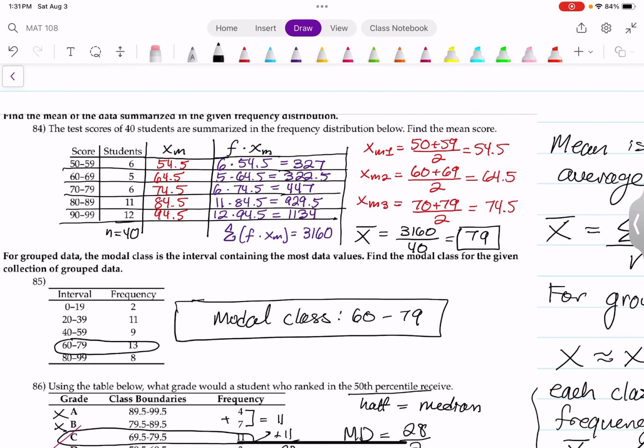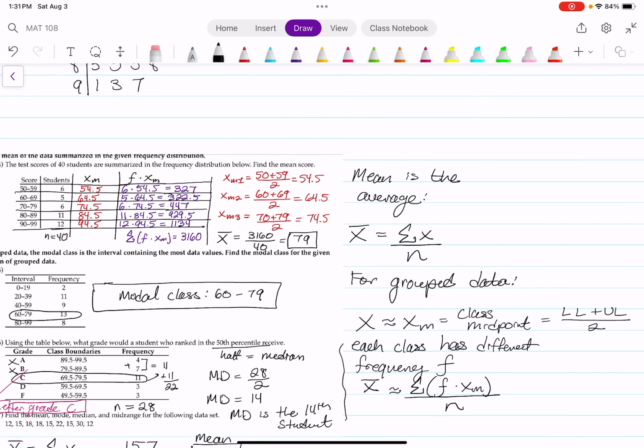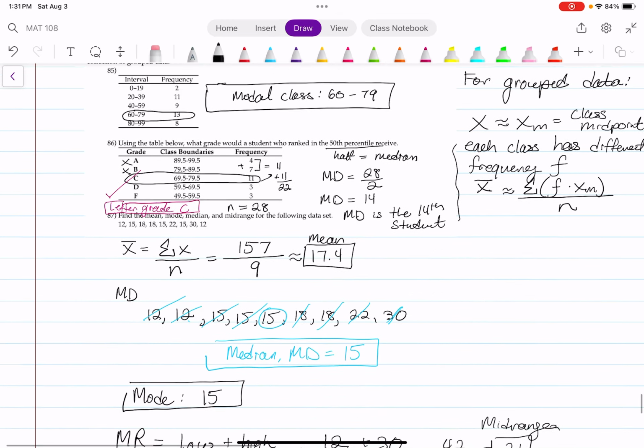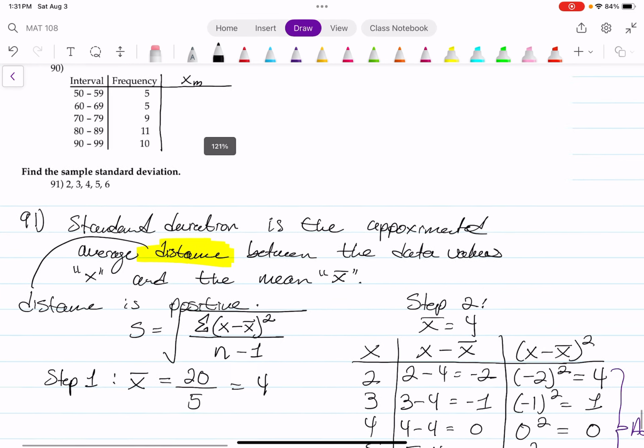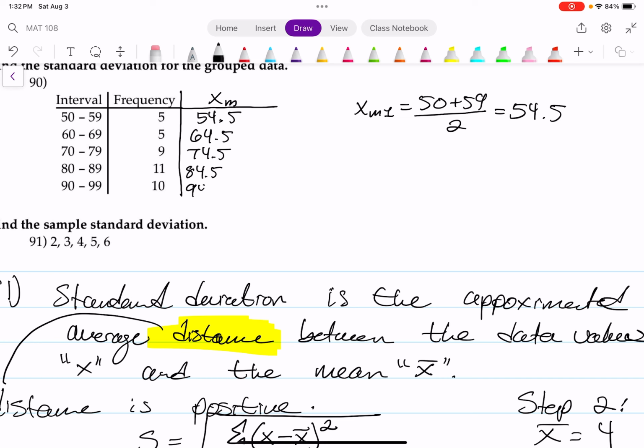And once again, to find the midpoints, you're going to follow the midpoint formula for classes. Lower limit plus upper limit divided by 2. So maybe I'll just do one example just to show you. Then after that, I'm going to just fill in the rest. So to find the midpoint for the first class, that is 50 plus 59 divided by 2, which is 54.5. You're going to add first, then divide. Okay, so let's put in the rest. 64.5, 74.5, 84.5, 94.5.